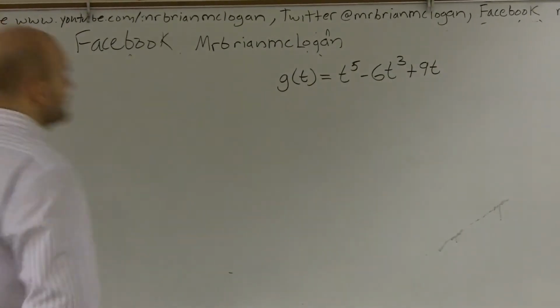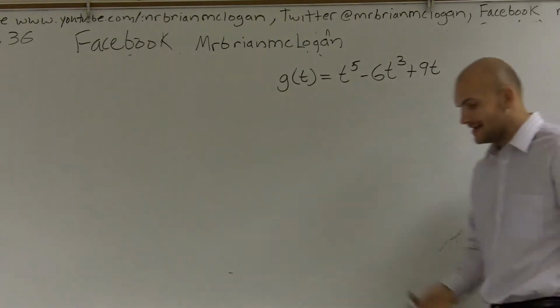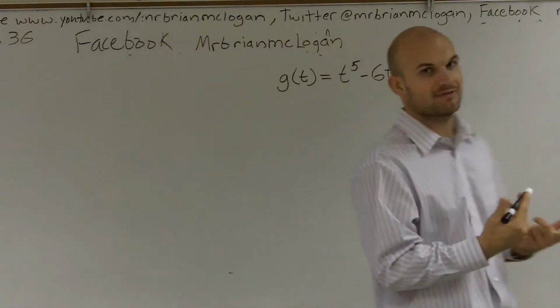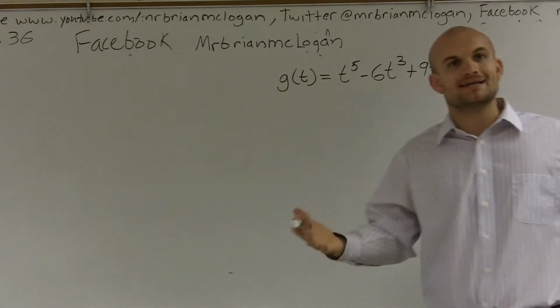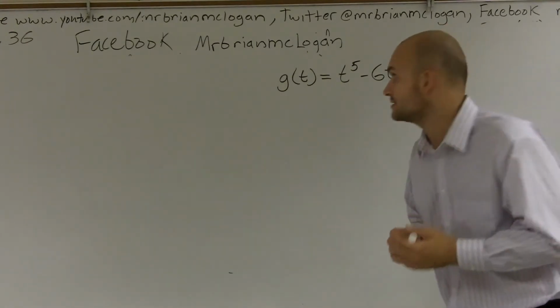All right, what we're going to do for this problem is find the zeros. And when we're finding the zeros, we also need to determine the multiplicity of the zeros. Why are we figuring out the multiplicity, and who cares about multiplicity?